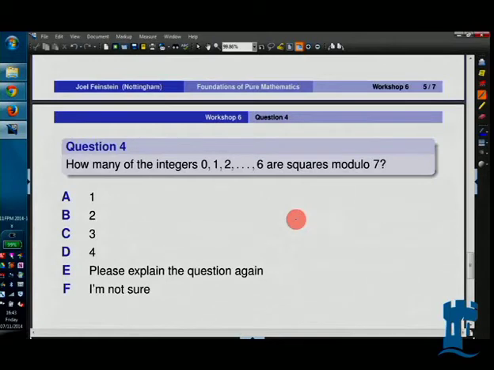Let me zero the votes while I'm at it. Okay, the votes are zeroed. I'm now going to pause the recording.